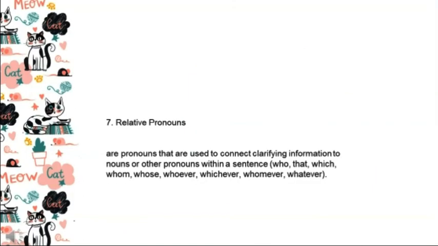The seventh is relative pronouns. Are pronouns that are used to connect clarifying information to nouns or other pronouns within a sentence: who, that, which, whom, whose, whoever, whichever, whomever, and whatever.